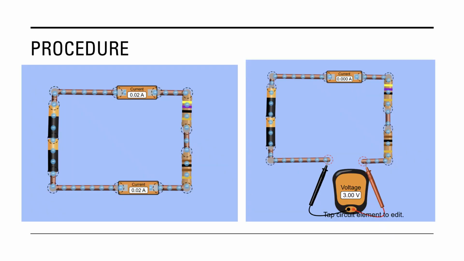For the first circuit, we used two 1.5 volt batteries and two resistors of different resistance and looked at the current, which was 0.02 amps everywhere because of current conservation. Then when you disconnect one of the ammeters and put in a voltmeter, it shows 0 amps on the other ammeter because there is no current flowing in an open circuit, but it does show a voltage difference.